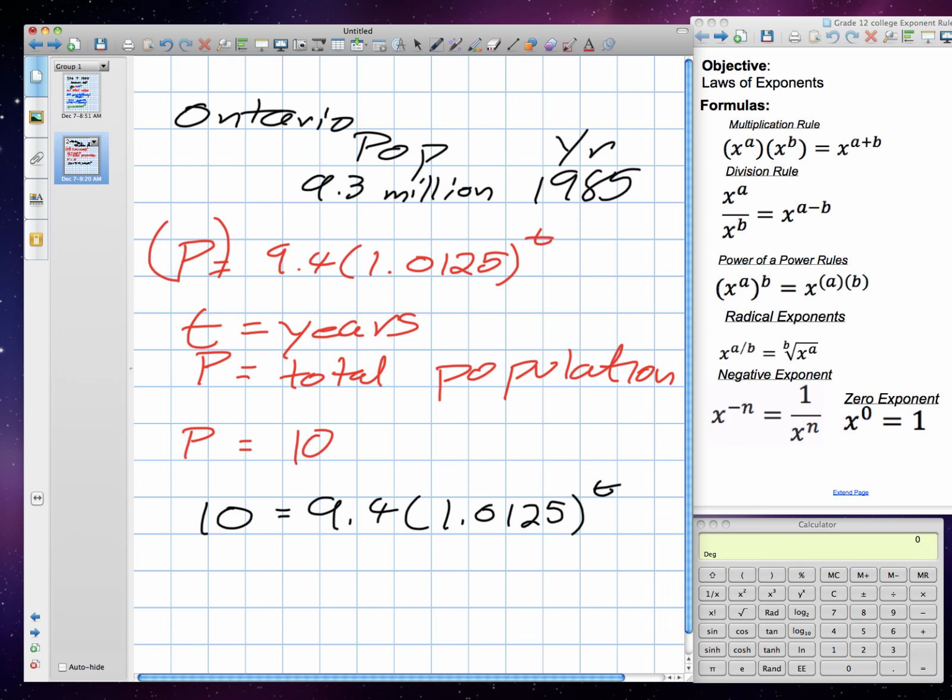Okay? So first of all, I need to isolate for just my exponent with my base with the exponent variable. I want to isolate this part of the question. This says 9.4 times that. So I'm going to move 9.4 to the other side of the equation by dividing both sides of the equation by 9.4. On this side, the 9.4s will cancel out. And we'll be left with 1.0125 to the power of t. On the left side, we get 10 divided by 9.4.